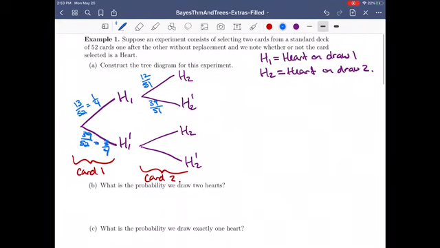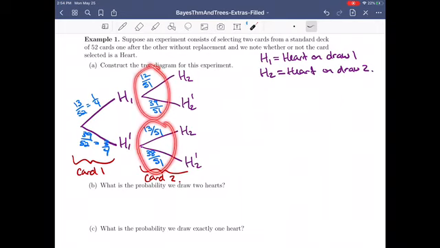Now, if I did not get a heart on my first draw, then there's still 13 hearts left. So the probability I get a heart on the second draw is 13 out of 51, whereas the probability I don't get a heart is now 38 out of 51. So that's our tree diagram. It's nice to check that each time we branch out, these probabilities sum to 1. They do here, so that's good.